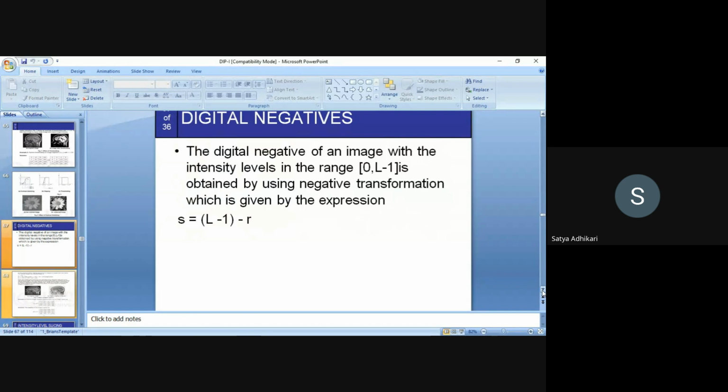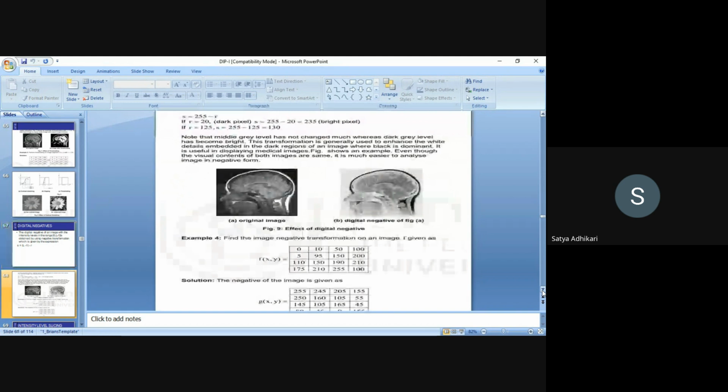Similarly, suppose there is a 50. 50 is the gray level value of a pixel, and the value is 255 minus 50, that is 205. So this is the digital negative. You see, we have a clear picture of digital negatives.